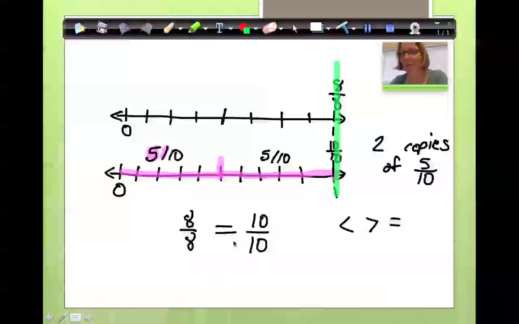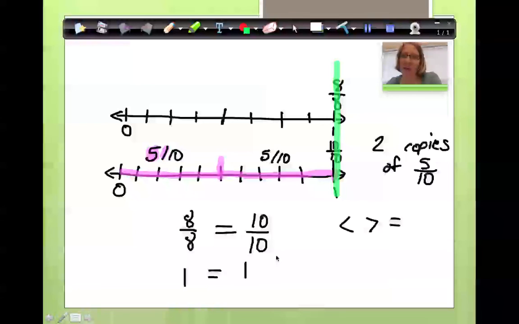Well, is that true? Does 8/8 equal 10/10? Well, sure, because I know that 8/8 is another way of writing 1. I know that 10/10 is another way of writing 1. I know that 1 equals 1. Okay? Easy peasy. This is what we're going to be doing today.